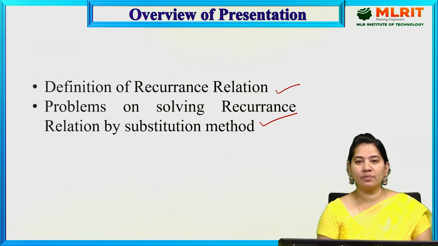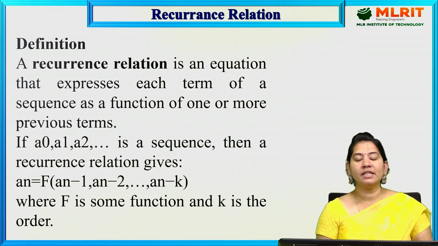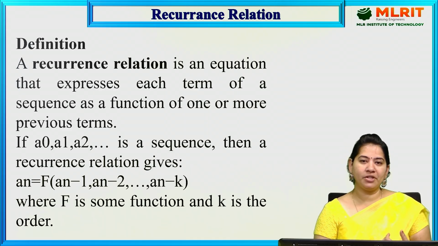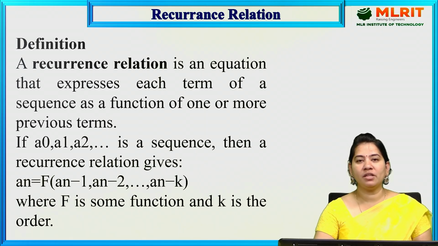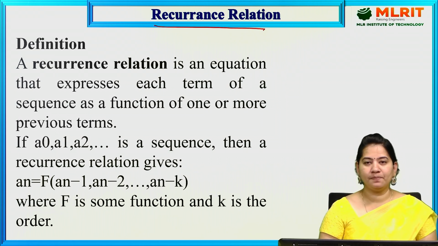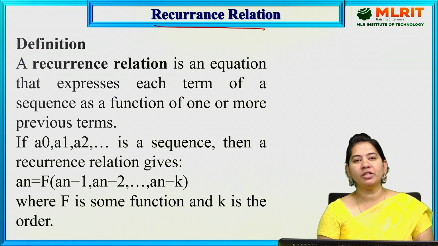The overview of the presentation includes the definition of the recurrence relation and the problems on solving recurrence relations by the substitution method. First, let us understand what is meant by a recurrence relation. Some counting problems cannot be solved by the earlier techniques we have discussed: the sum rule, product rule, permutations and combinations. They can be solved by finding the relationship between the corresponding sequences, and that relation is called a recurrence relation. A recurrence relation is an equation that recursively defines a sequence where the next term is a function of the previous terms.